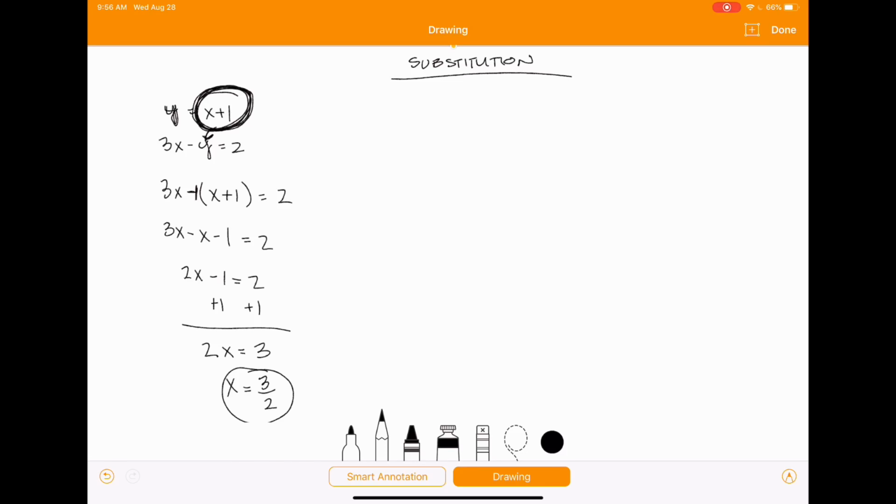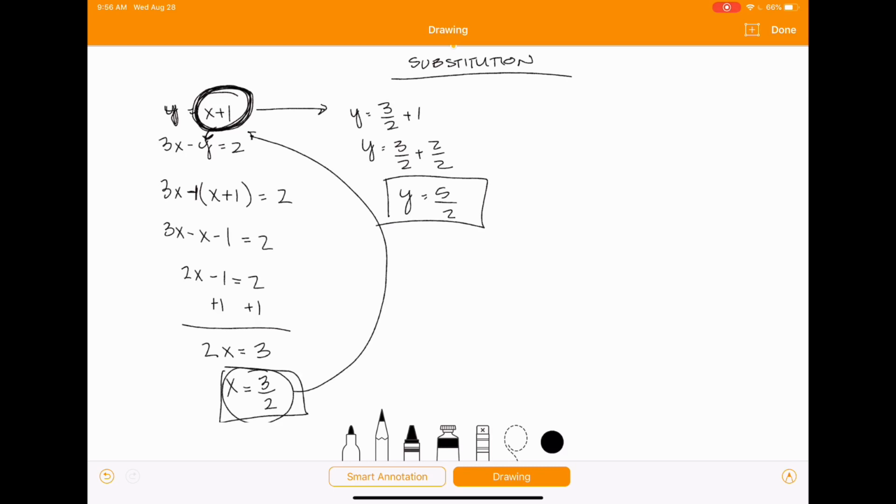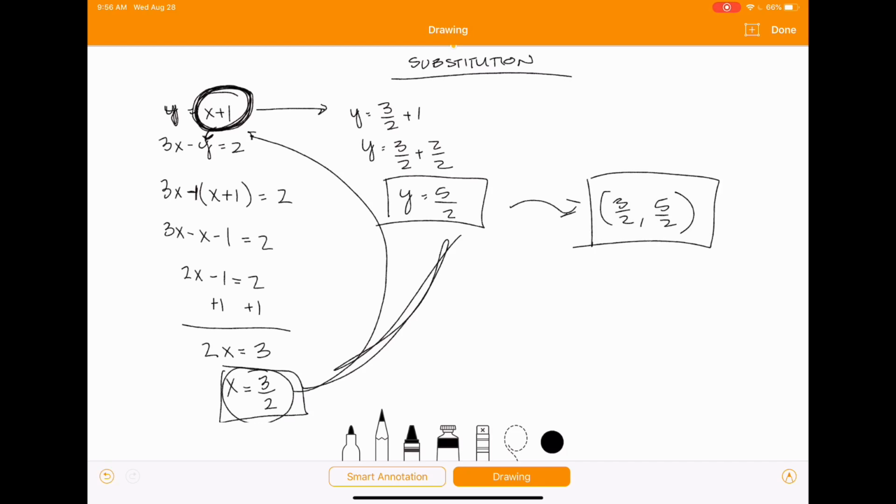So now you can take that x and substitute it back into either one of your equations. So I'm going to go ahead and plug it into this first equation. So y equals x plus 1, where we know x is 3 over 2 plus 1. So y equals 3 over 2 plus 2 over 2. Y equals 5 halves. So that right there is your solution. So you're going to get 3 halves, 5 halves as your solution.